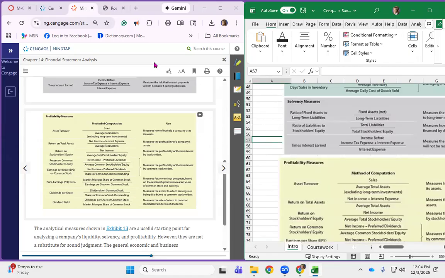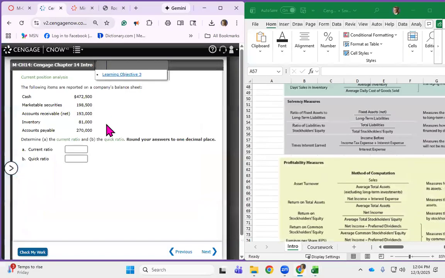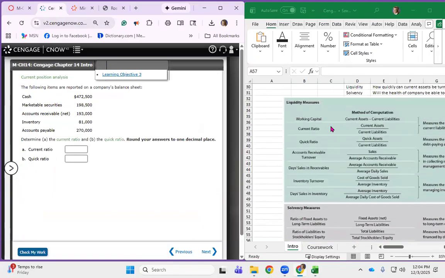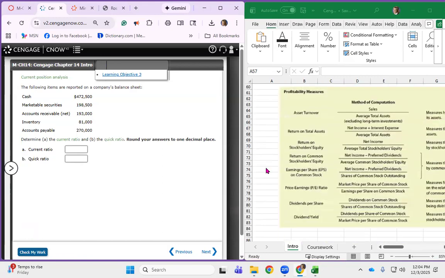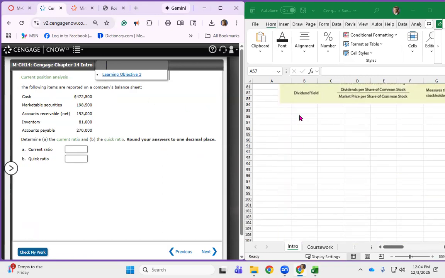The first one we're doing is current position analysis. There's a current ratio and a quick ratio. We're going to use the formula here: current assets divided by current liabilities, and then we're going to do one called the quick ratio. I'm just going to put these numbers in.